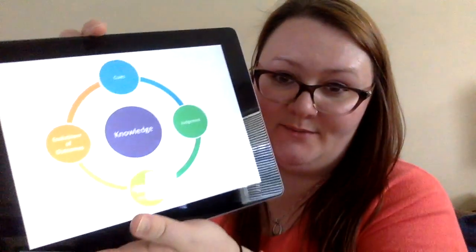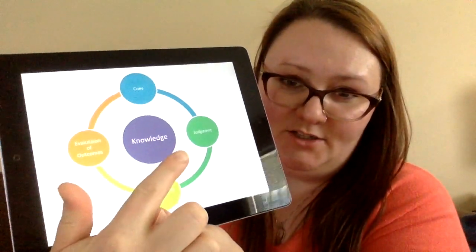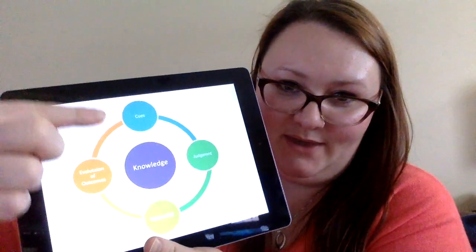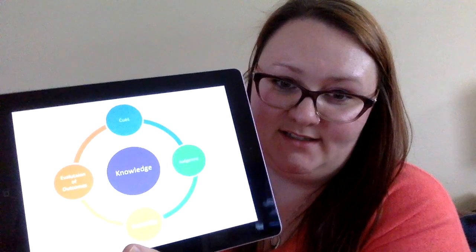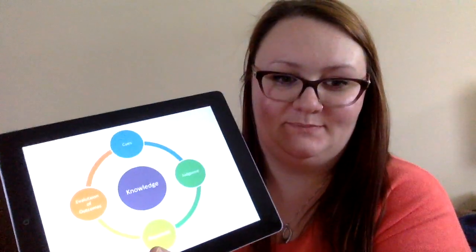This information is going to be presented and organized using Gillespie and Patterson's Situated Clinical Decision-Making Framework. This framework is recognized by CRNBC to assist nurses in a structured way of decision-making. This is the framework. It starts with knowledge, moves to cues, goes to judgment, decisions, and evaluation of outcomes.